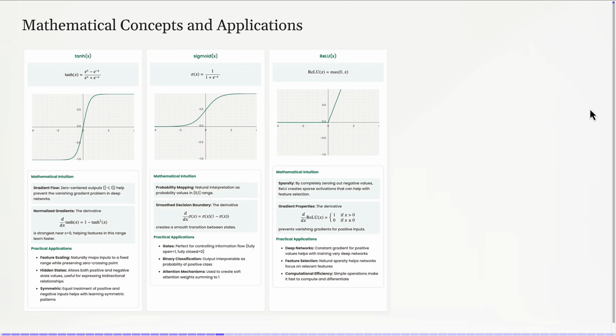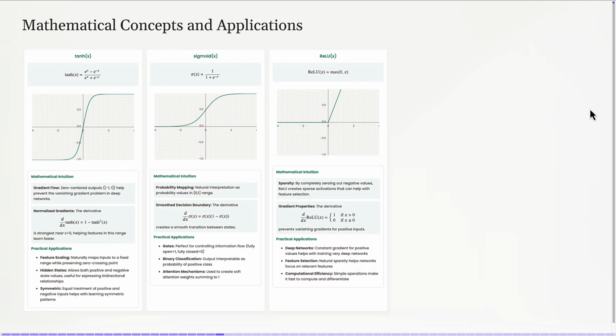So the mathematical intuition here: the gradient flow is zero-centered and helps prevent the vanishing gradient problem in deep neural networks. This is how we calculate the gradient of tanh of x, which is equal to 1 minus tanh squared of x. This is in the backward propagation because you need to calculate the gradients of every value. And you can think about this as a vector, and we calculate the gradient with respect to this function.